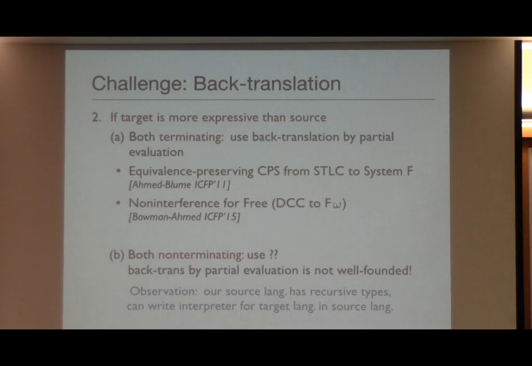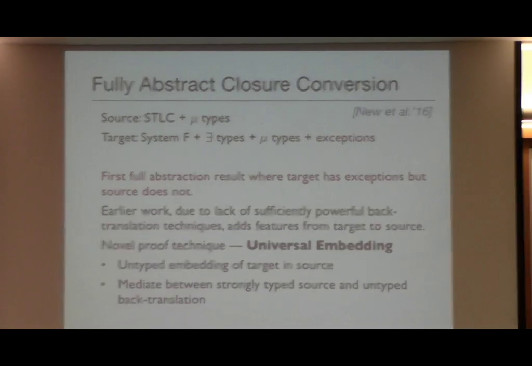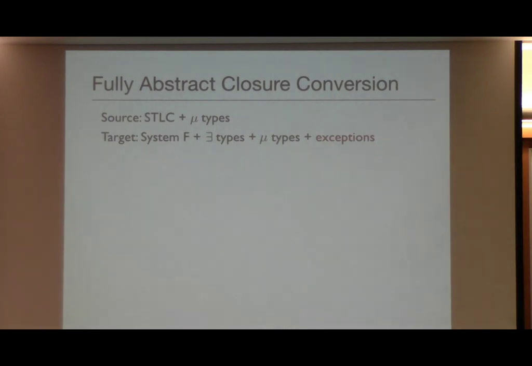the observation that we used later was, if your source language has recursive types, we're in a non-terminating language, right? My source language has recursive types. Then I could write an interpreter for my target in my source. So I'm going to back translate by writing an interpreter essentially. That's not literally what we did. I'm just saying that to give you intuition, okay? That an encoding should be possible because of that. All right, I'm not going to go into details of this. If you want to know about this work, it's a technique called universal embedding. It was an ICFP 16 paper, you can look at it. I just want to show you an example, all right?